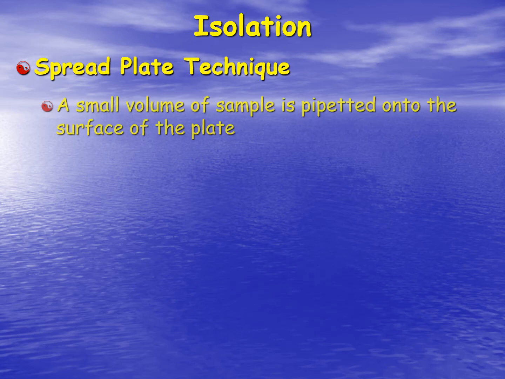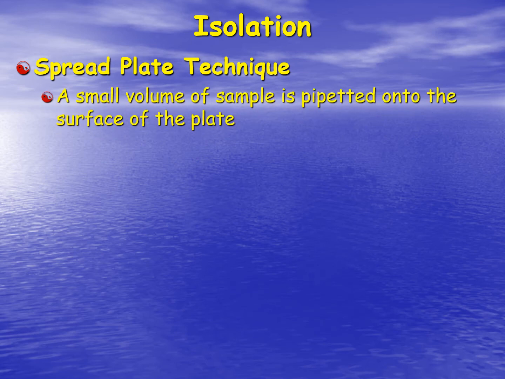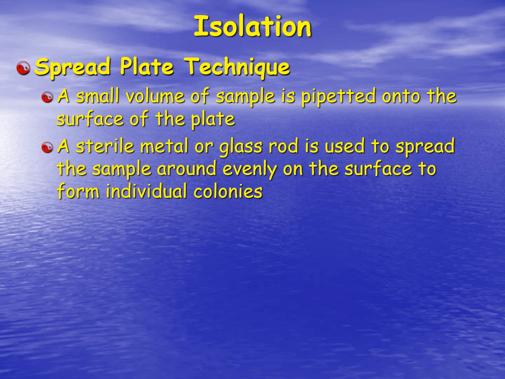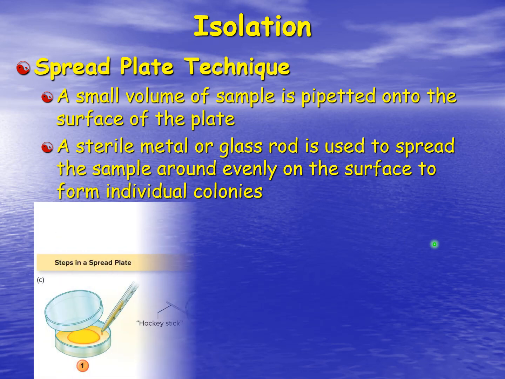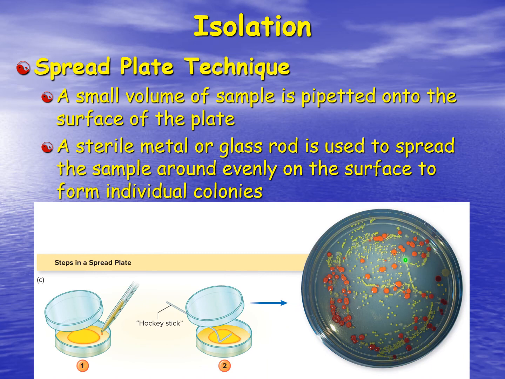The spread plate method is somewhat similar to the other two in the fact that we will put a small volume of sample, pipetting it onto the surface of an agar plate, and then using a sterile metal or glass rod, we simply spread the diluted sample around on the surface of the media. This will dilute out the cells. And so we put a small amount on, we use this hockey stick, either metal or glass sterilized rod, and just simply spread it all over the surface of the plate.